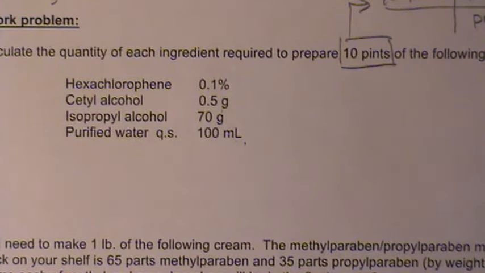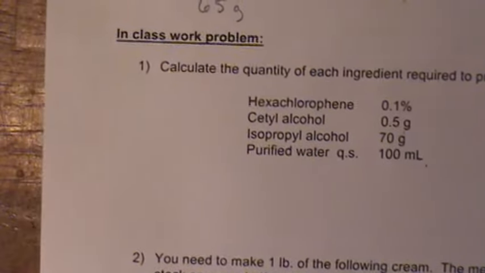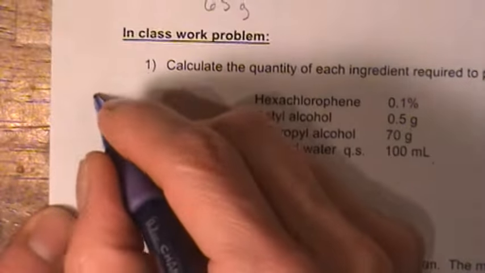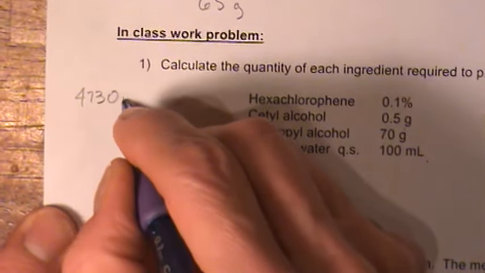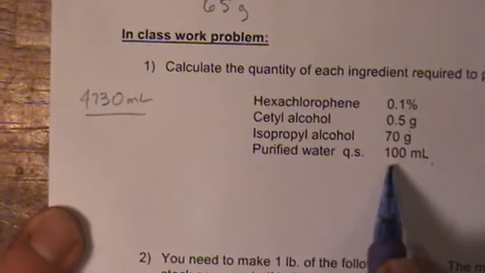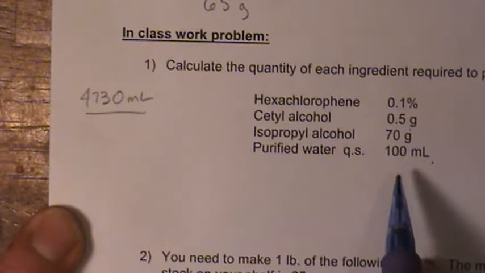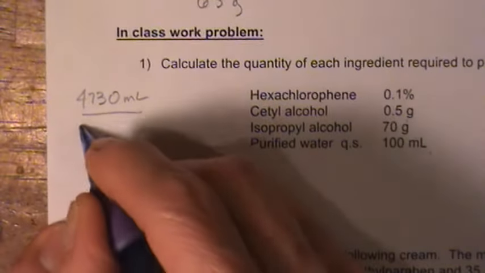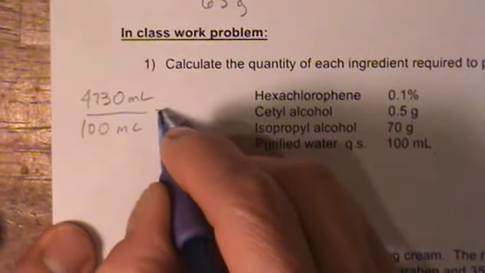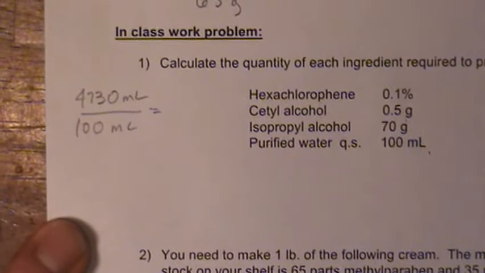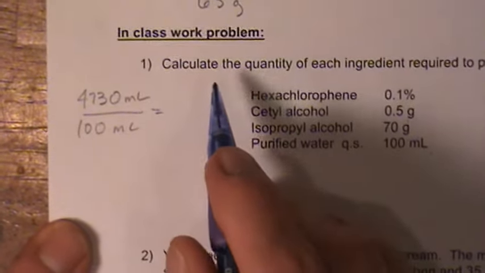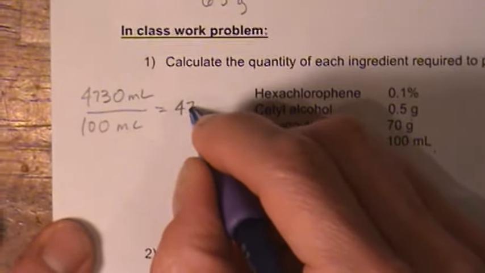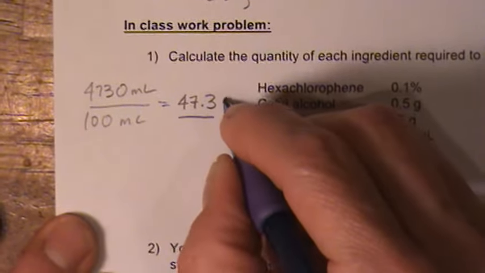Let's go ahead and get our multiplication factor. I'm gonna do this over here. Our multiplication factor is how much we want, which is 4,730 mils, over how much this recipe is for. You're QSing up to 100 mils, so the total for this formula is 100 mils. And that is going to give me a multiplication factor of 47.3. Okay? So that's my multiplication factor.